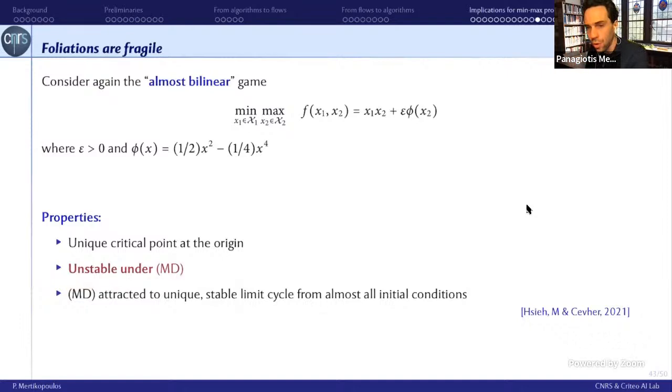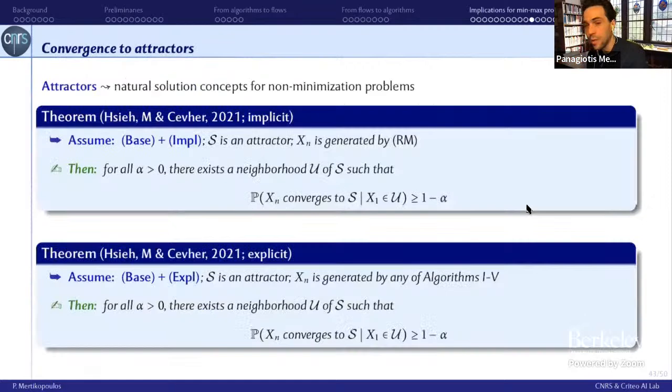What is the result? The general result is that if you have an attractor, then any sequence generated by this entire Robbins-Monro scheme of algorithms will converge to this attractor with arbitrarily high probability. And of course, again, there are two versions of this result, one for implicit type conditions and one for explicit type conditions, which covers all of the algorithms that we saw. All right. And it is these convergence to attractors results that you can establish for the entire gamut of Robbins-Monro algorithms that is actually the bad news in the process.